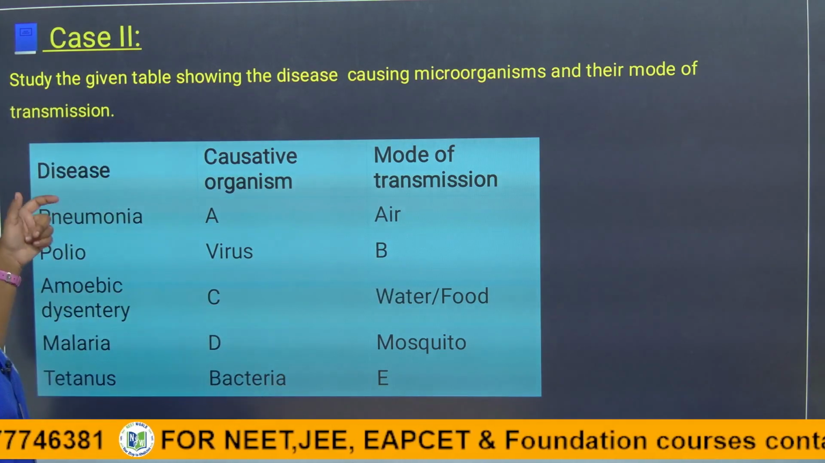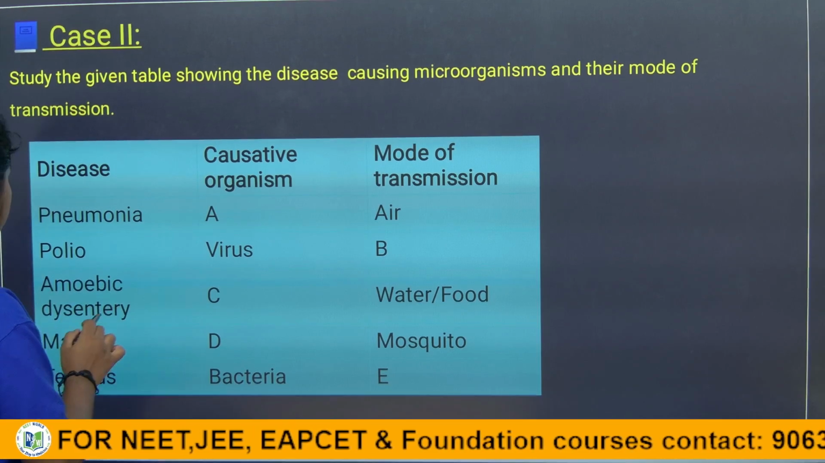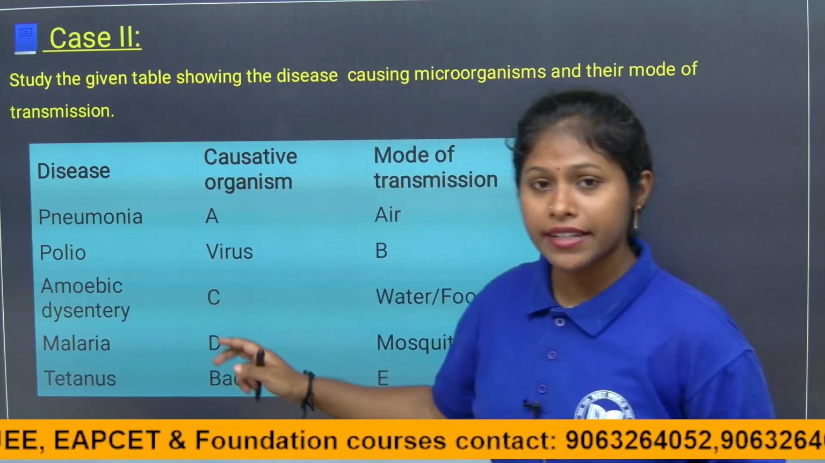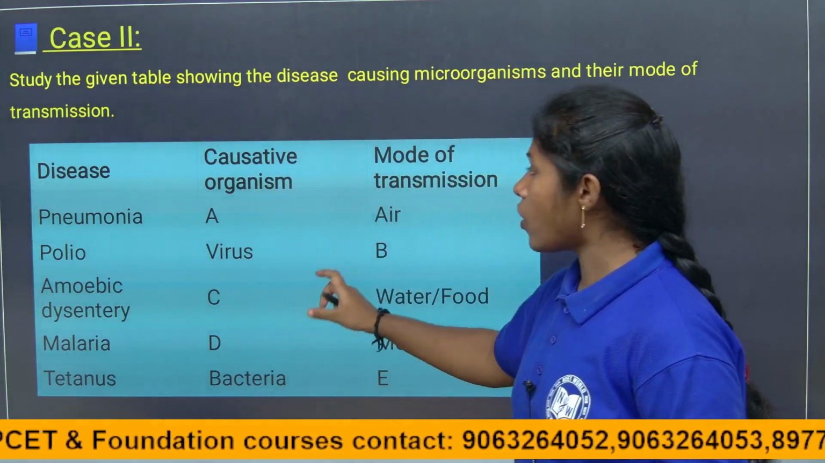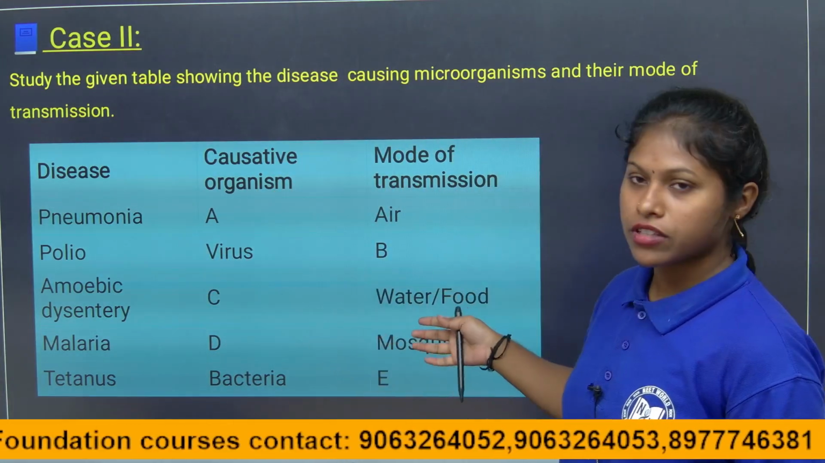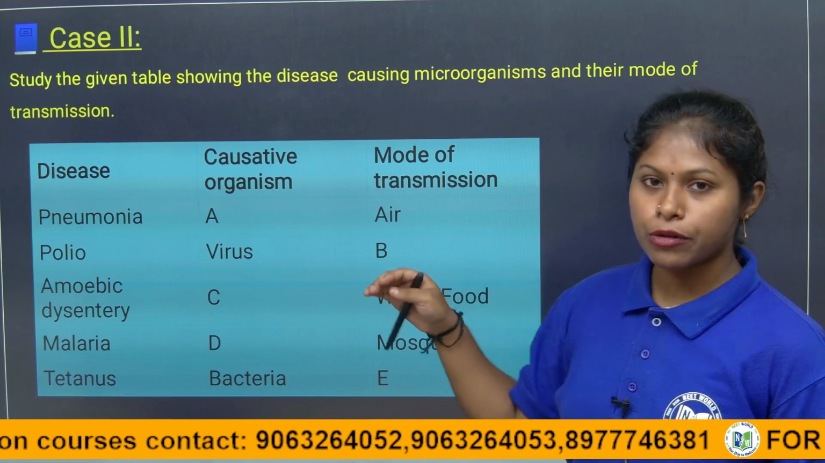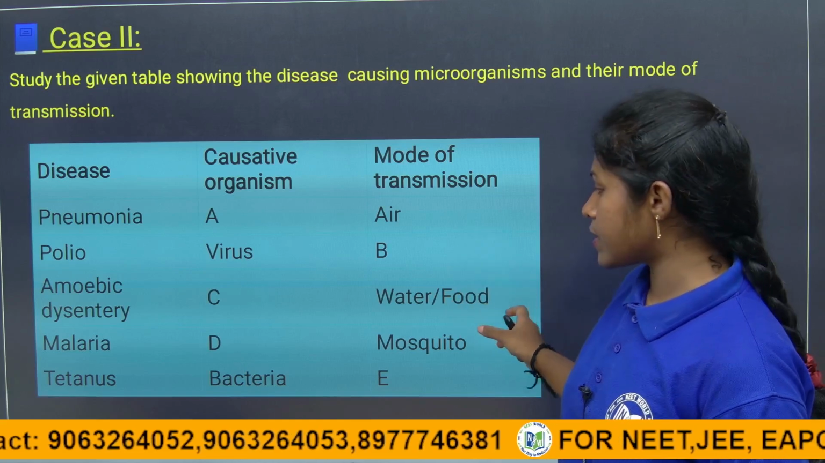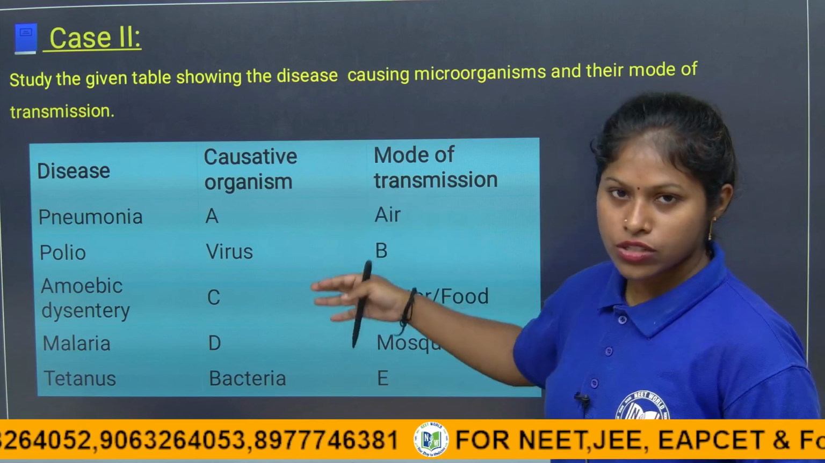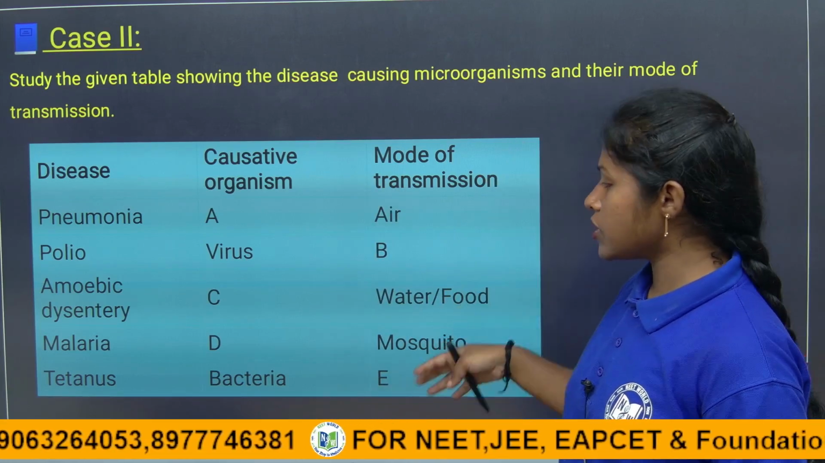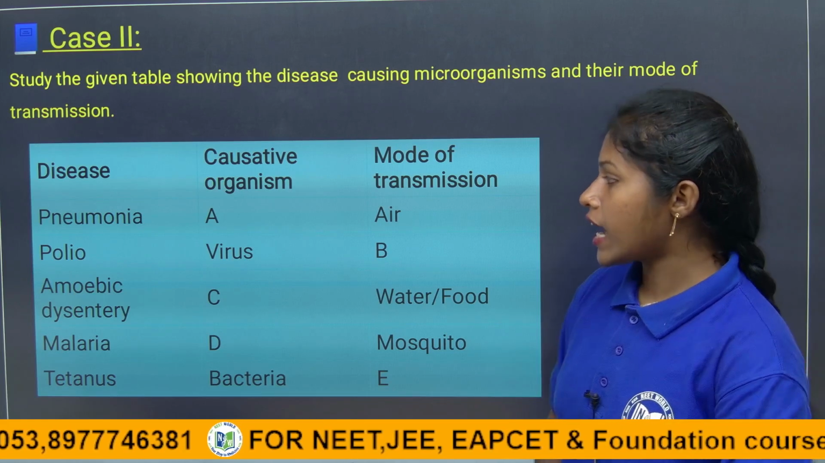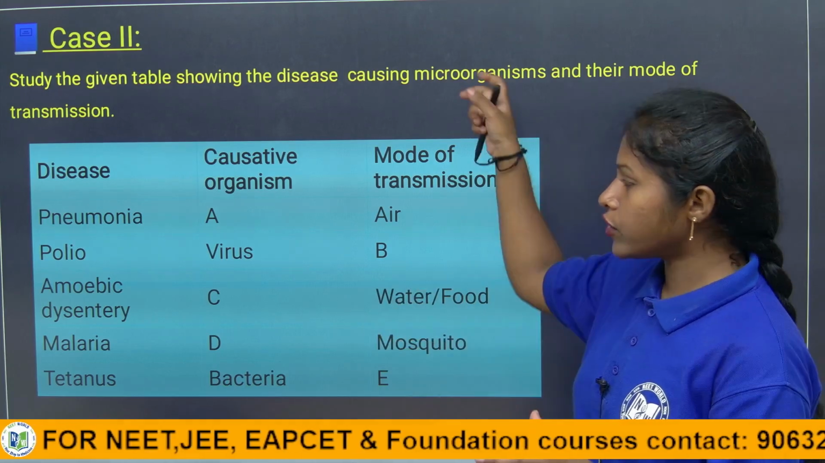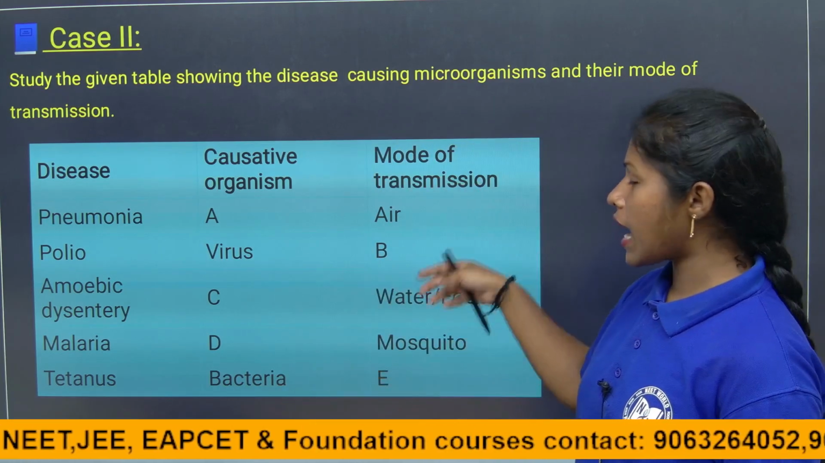asking. Coming to amoebic dysentery, children, the causative organism they asked, and the mode of transmission they said is water and food. Coming to malaria, they asked the causative organism, and the mode of transmission is given as mosquito. Tetanus, they have given the causative organism and the mode of transmission they asked. So for this question they asked what A, B, C, D and E are, according to the given diseases, causative organisms and modes of transmission.